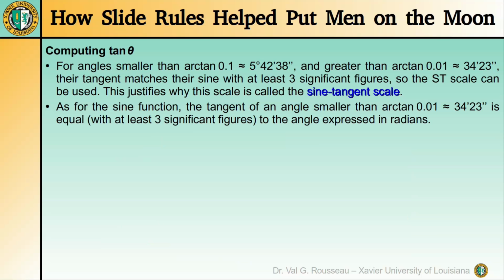For angles smaller than 5 degrees 42 minutes 38 seconds, the procedure for computing the tangent is exactly the same as for the sine, since the two functions are approximately equal with a precision of at least 3 significant figures.